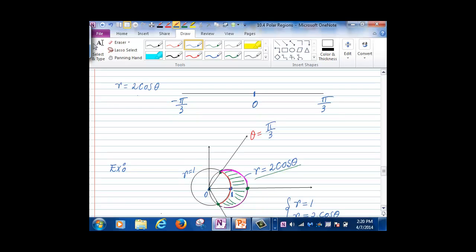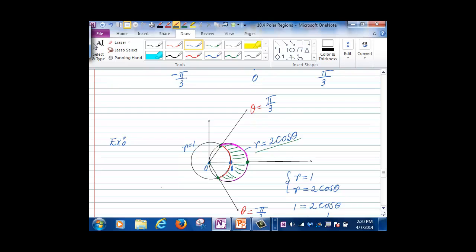Is the cosine function increasing or decreasing from negative pi over 3 to 0? Increasing. r is increasing here, and you'll see that r is decreasing here, right? What's the value of r here? 2, right? What's the value of r here? 1. And here? 1. So it starts at 1 and then increases up to 2, which makes sense. And then as it goes from 0 to pi over 3, it's tracing out the other half, right? Everybody's clear?